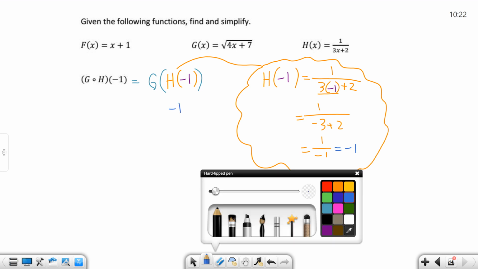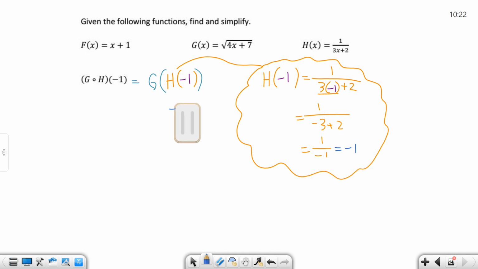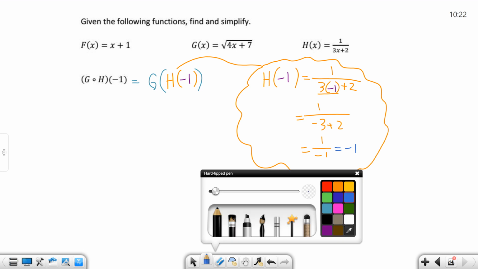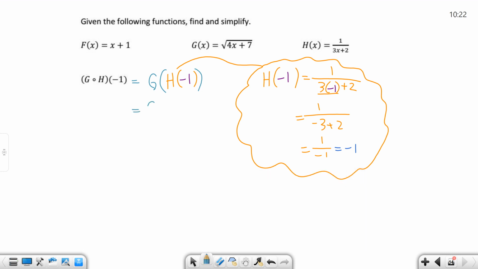So negative 1 right here, and that's really close to the other color. So let me go back and do that in orange. All right, so then here, this is going to be G of, and we're going to plug it back in. It's going to be what? Negative 1. It doesn't have to be the same number. It just happened to be that this time.